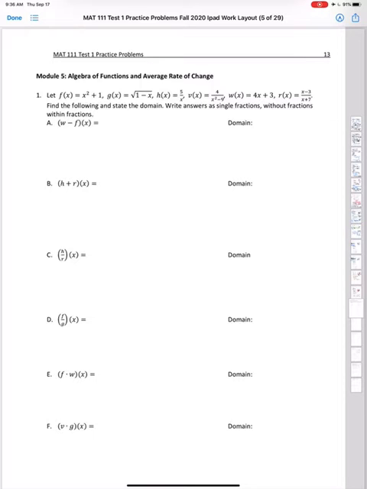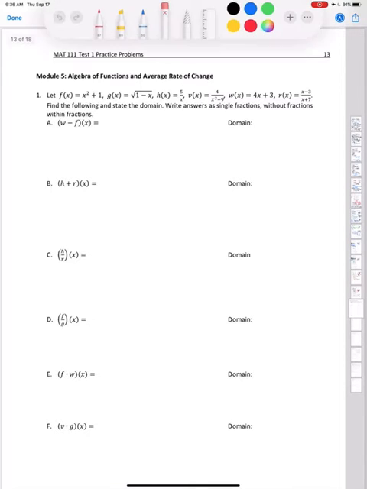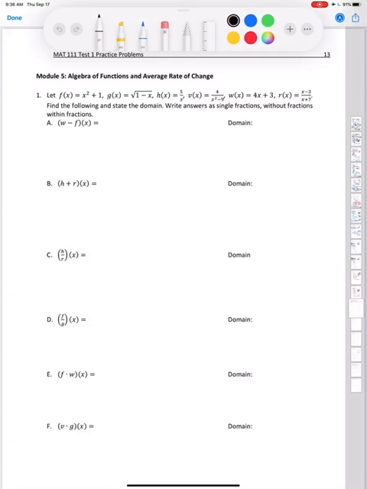Now, this first example, it wants to find a new function of x by finding the difference with w and f. Find w minus f of x. So let's go ahead and begin. Now, w minus f of x is equal to w of x minus f of x. So let's go ahead and begin substituting. What is w of x? W of x up there is given to be the function 4x plus 3, a linear function, minus f of x, which is given to be a quadratic function, x squared plus 1.